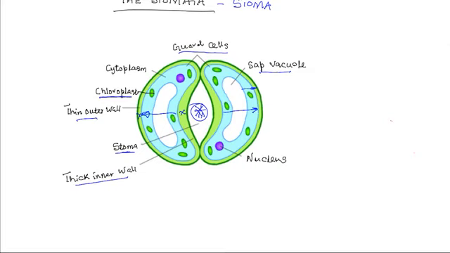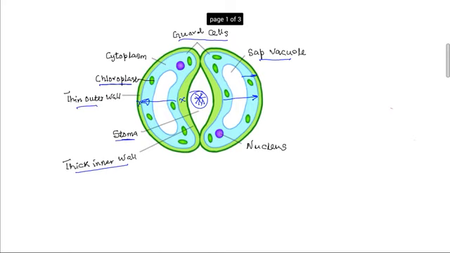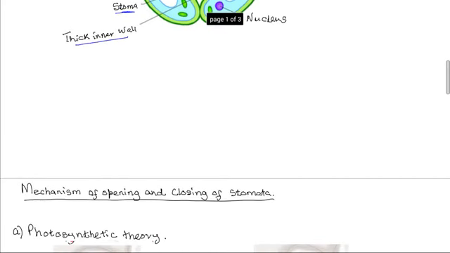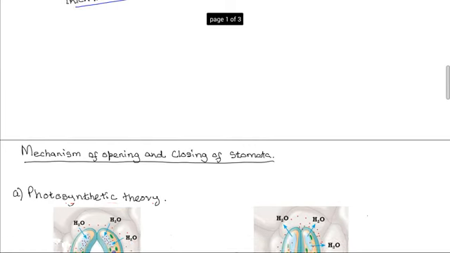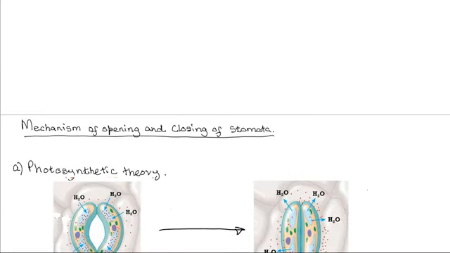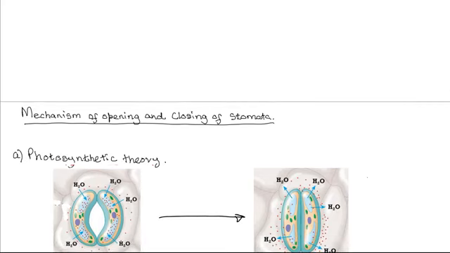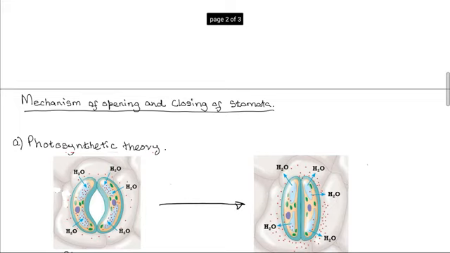So, guard cells are modified epidermal cells, and their modifications enable them to control the opening and closing of the stomata. Now, how does the opening and closing of stomata come about? The process of opening and closing of stomata has been explained using various theories. Now, we look at three of the commonest theories used to explain the mechanism of opening and closing. The first of such theories is the photosynthetic theory.